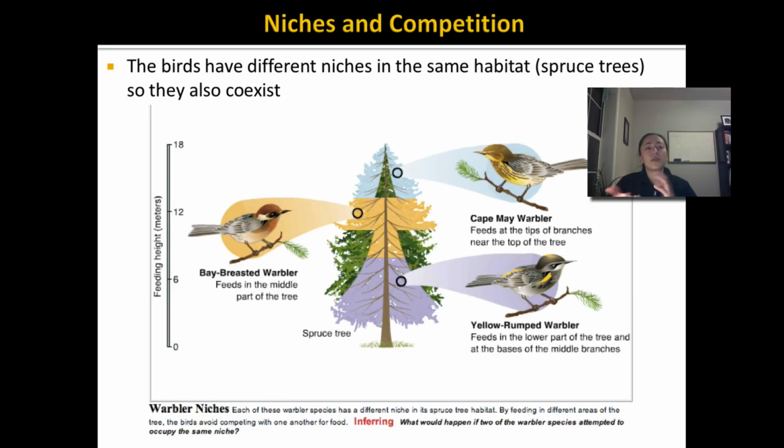Let's look at another example here. The birds have different niches in the same spruce habitat. So all these birds live within spruce trees. However, these different species of warbler can coexist because each one feeds in different levels of the spruce trees. So they're not in competition with each other very much.